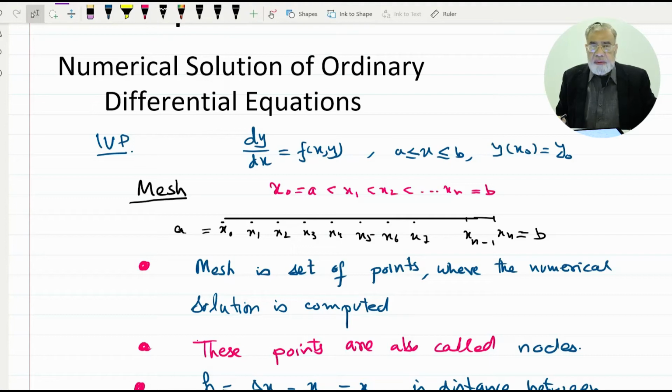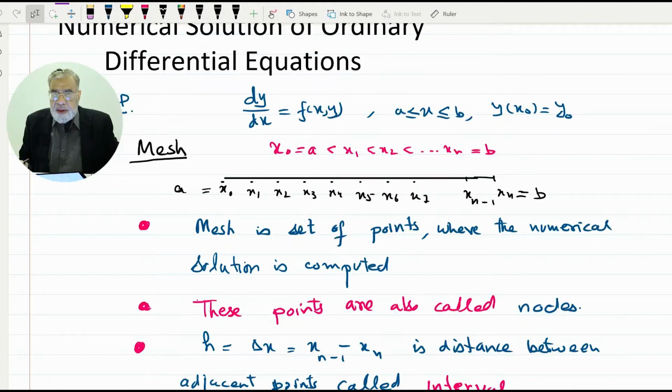We take the initial value problem dy/dx = f(x,y) on the interval from a to b, and the initial value is y(x0) = y0. This is an initial value problem with a differential equation plus an initial value. We want to solve it numerically.